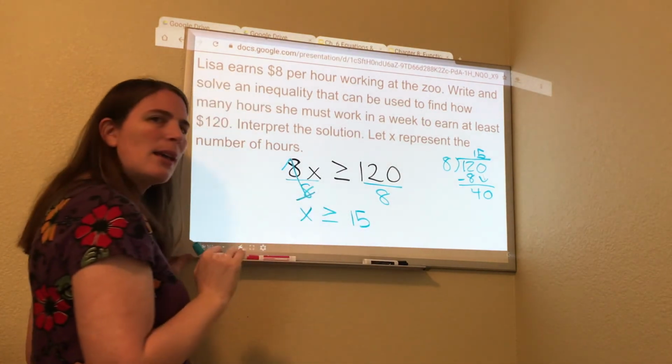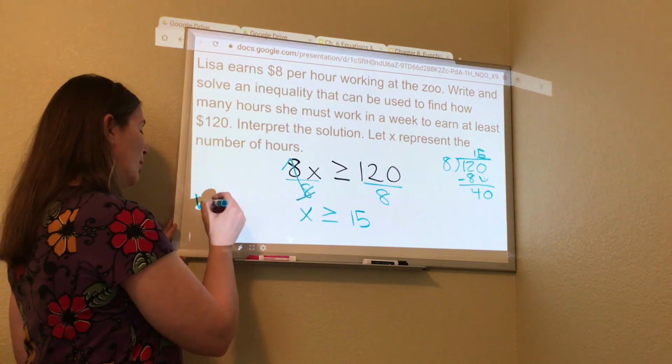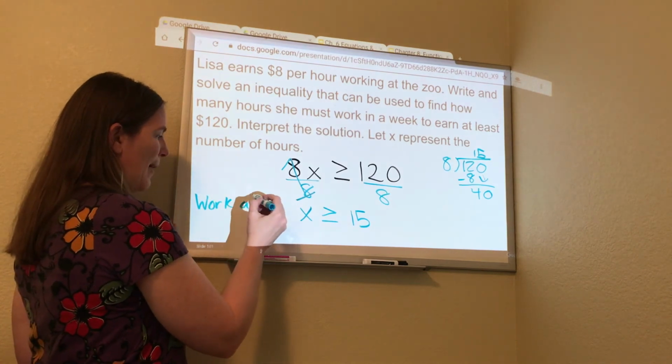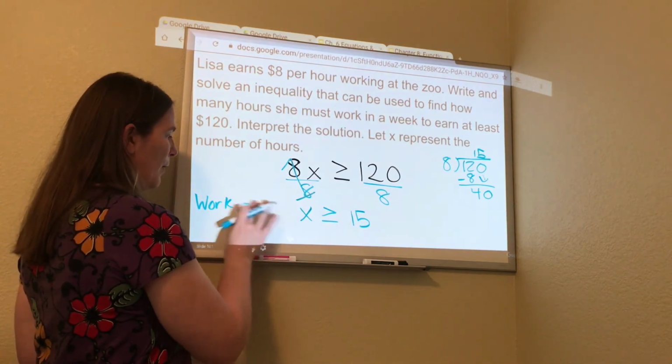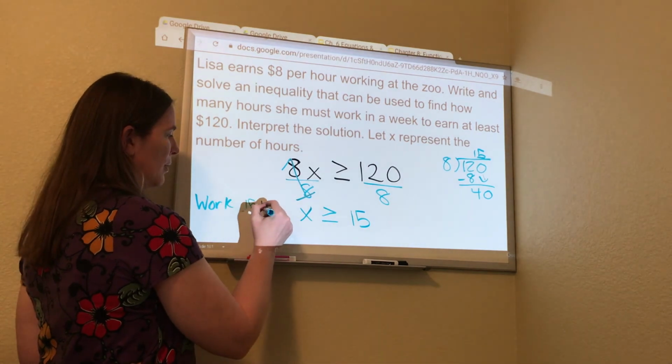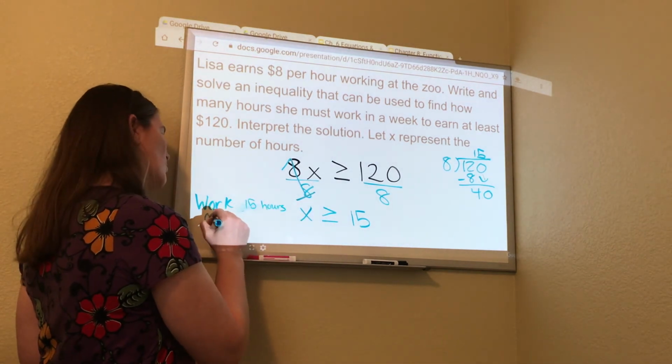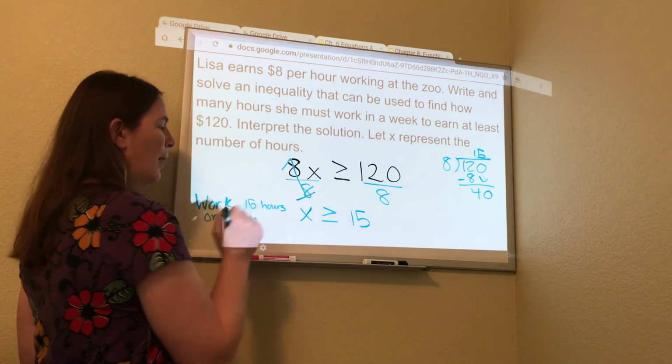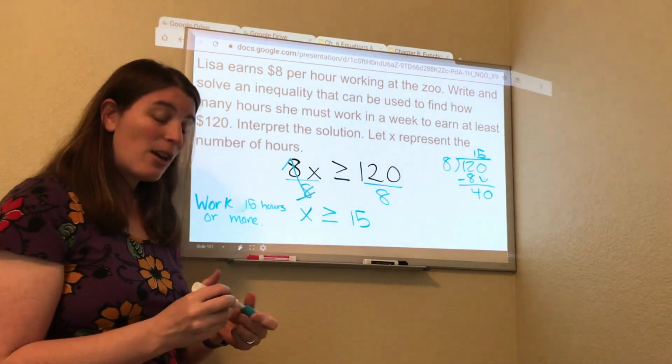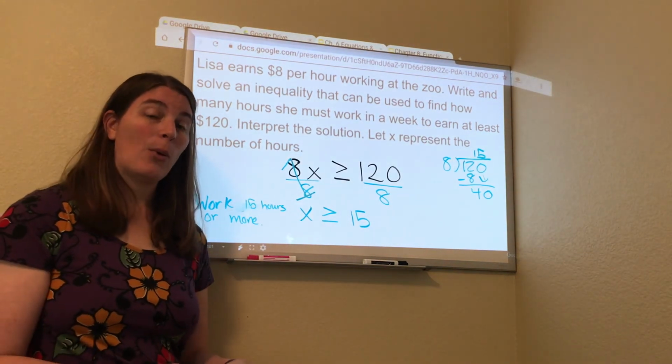And what does this mean? Hours. So she has to work 15 hours or more. And that is the end of part 1 for multiplying and dividing inequalities.